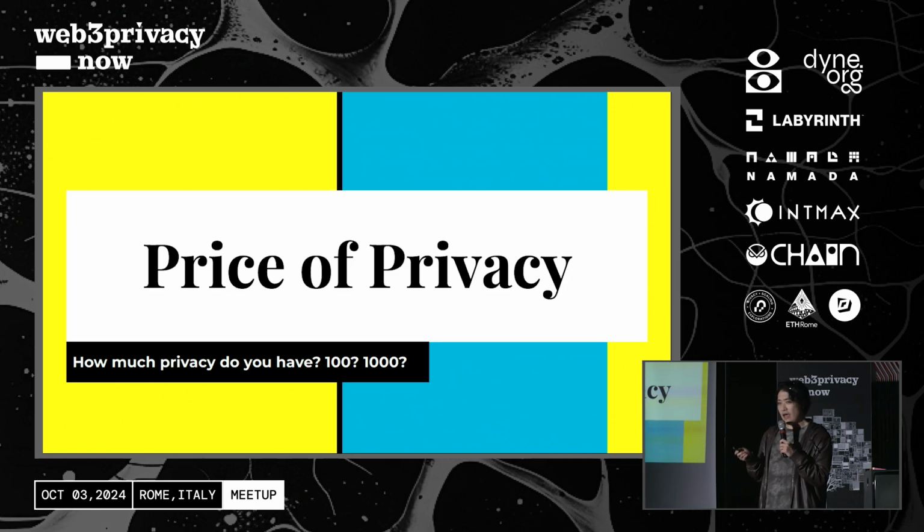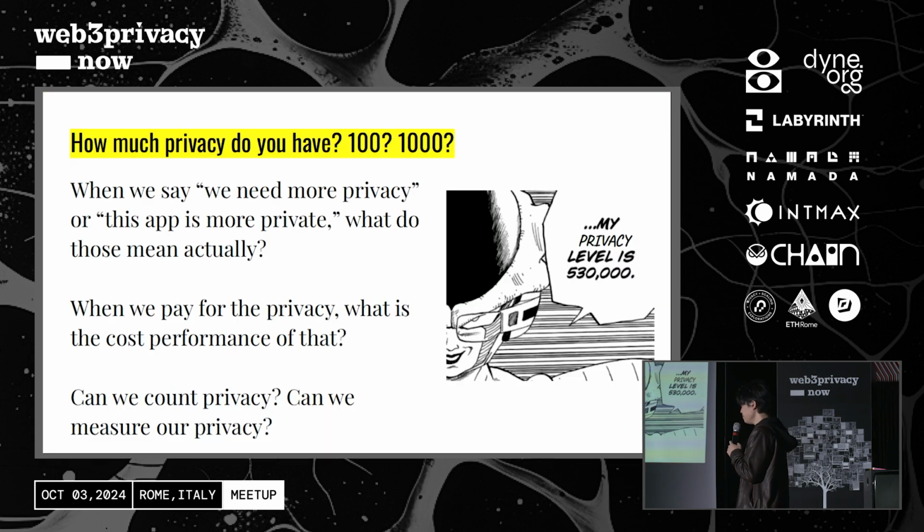So I will talk about what other people think about that today, what big tech like Apple and Google think about that, and how cryptographers define it today. So, okay, how much privacy do you have? 100,000, right? When we say we need more privacy or we have less privacy, what does it mean?